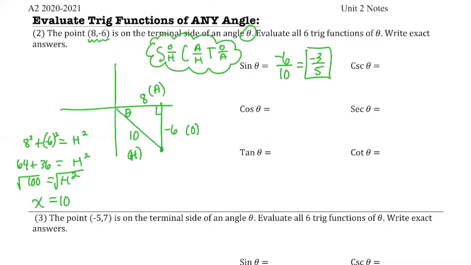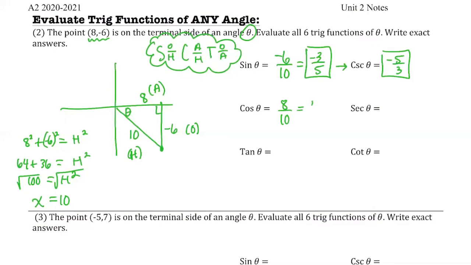Now, if you remember that cosecant is the reciprocal of sine, that tells me that cosecant is just going to be -5 over 3. If you didn't remember that, you could use the fact that cosecant would just be hypotenuse over opposite. So we would get 10 over -6, which would still reduce to -5 over 3. Now, cosine is going to be adjacent, which is 8, over hypotenuse, which is 10. If we reduce 8 over 10, that's going to give me 4 over 5. Secant is the reciprocal of cosine. So if I have 4 over 5 for cosine, secant is going to be 5 over 4.